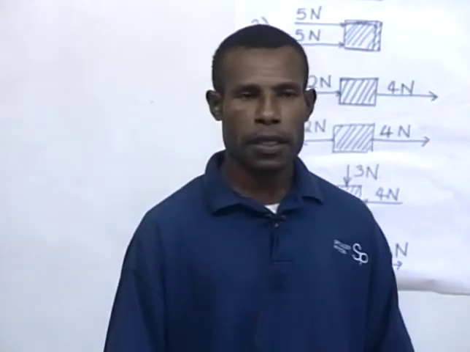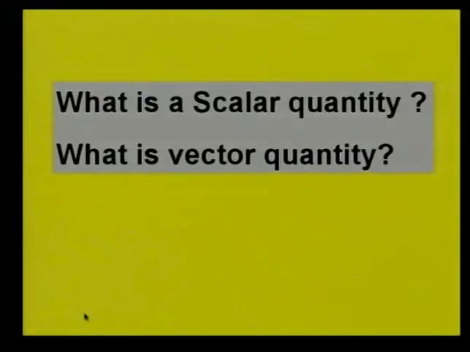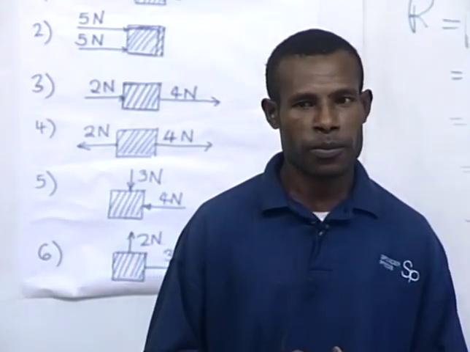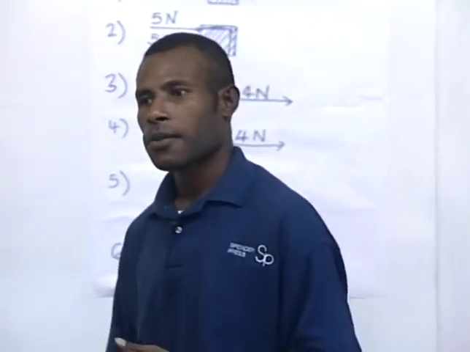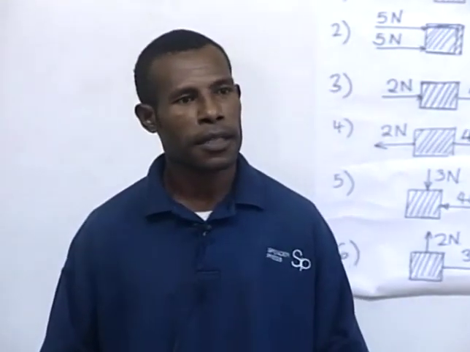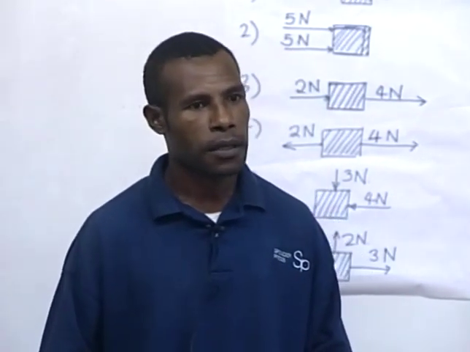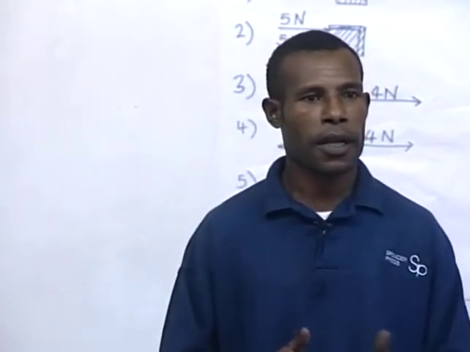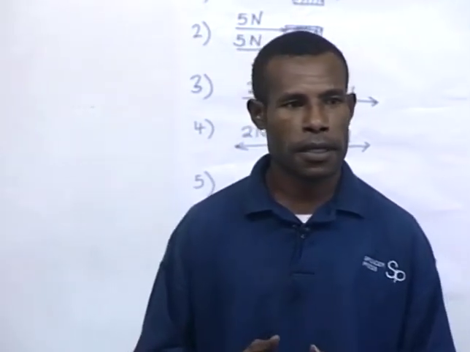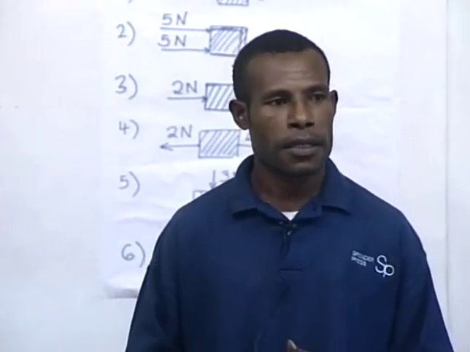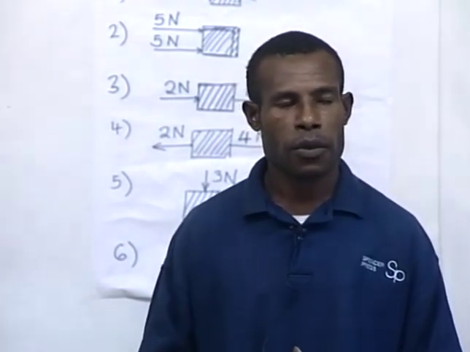Right, the first question is, what is a scalar and what is a vector quantity? Now, you have seen in a lesson from last term, you studied the different types of quantities, and then you found out that these quantities can be either derived or basic quantities. Now, there is also another method of classifying these quantities, and those two methods are the scalar and vector quantity.